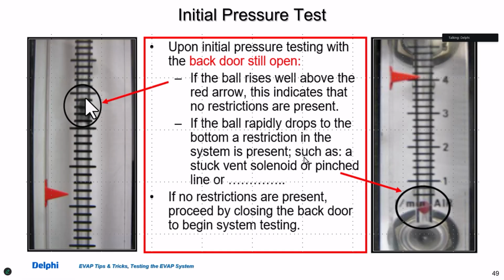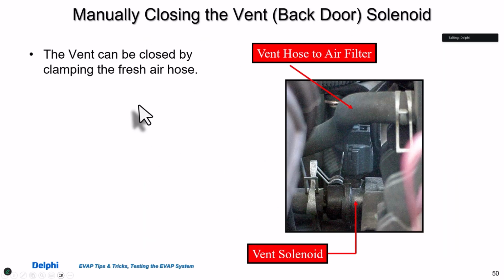Let the ball rise, and if it sinks too quickly, you've got a restriction. If you want to close off the vent, and you don't have access to the solenoid, the scanner doesn't give you the option to do it, and that's possible on some of the older cars, you want to do it quickly while you're applying smoke. Find the fresh air tube from the canister and go ahead and pinch it off.